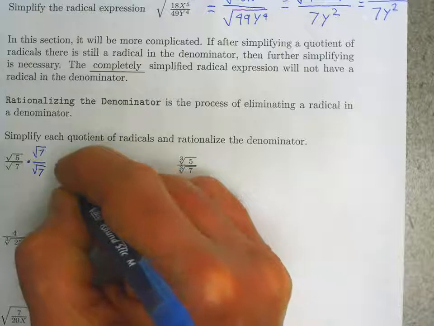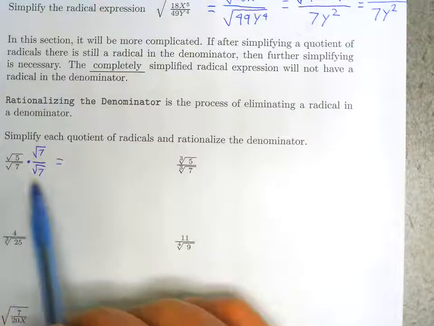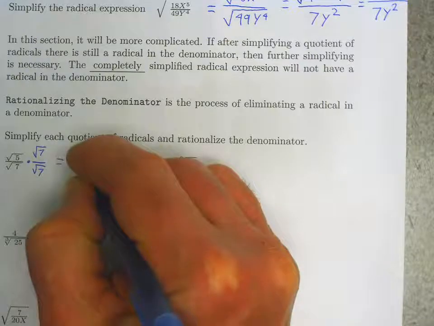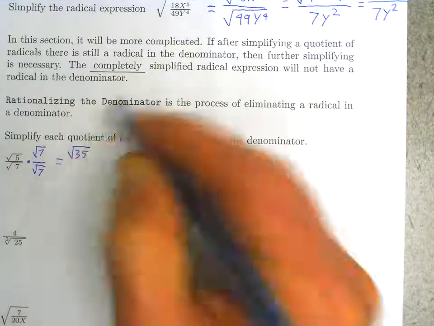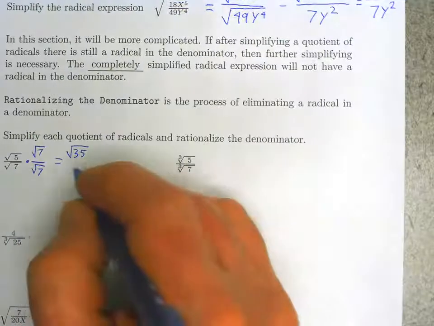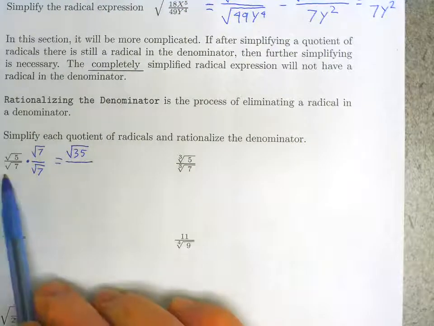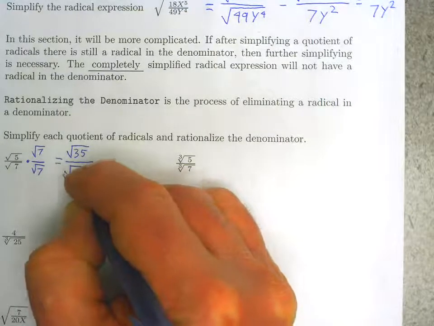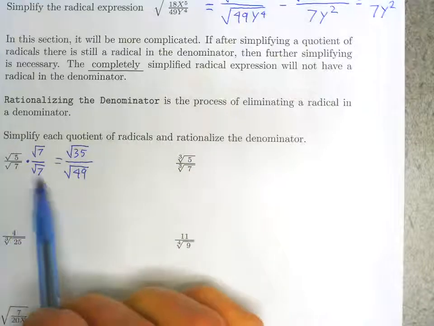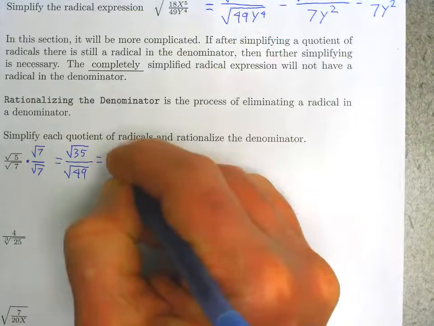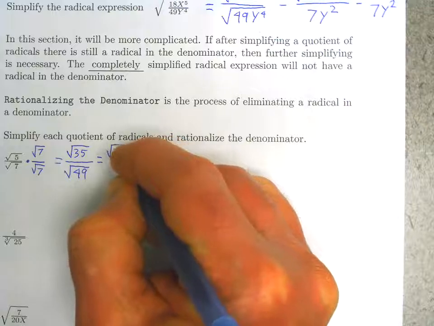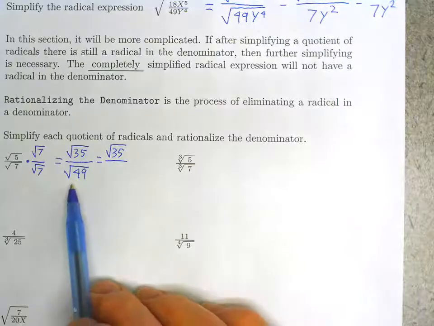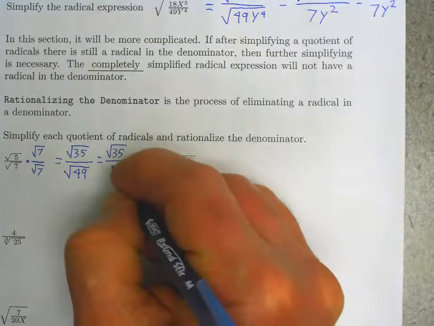So in the next step, we just multiply the two quotients. In the numerator, the square root of 5 times the square root of 7 is the square root of 35, because 5 times 7 is 35. And in the denominator, the square root of 7 times the square root of 7 is the square root of 49, because 7 times 7 is 49. But then we can simplify the denominator further. The numerator is the square root of 35, and the denominator is the square root of 49, which is just 7.